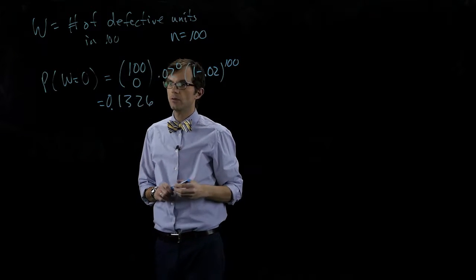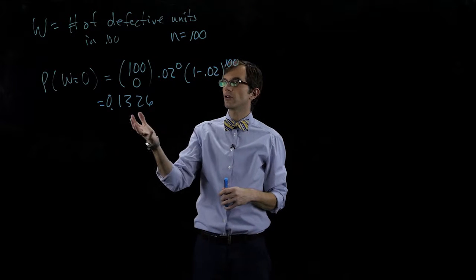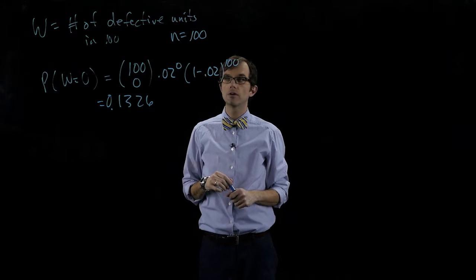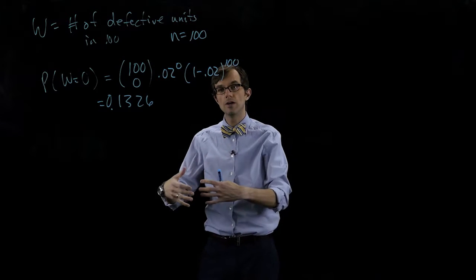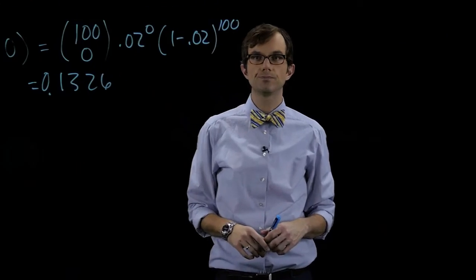So if we work this out, we should get the probability 0.1326. Okay? So if we repeated this several times, on average, roughly 13% of the time, we're not going to have to reorder because none of our parts are going to be defective. We'll be able to fulfill 100 orders roughly 13% of the time.